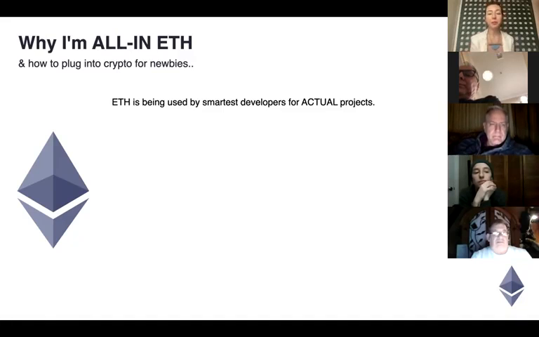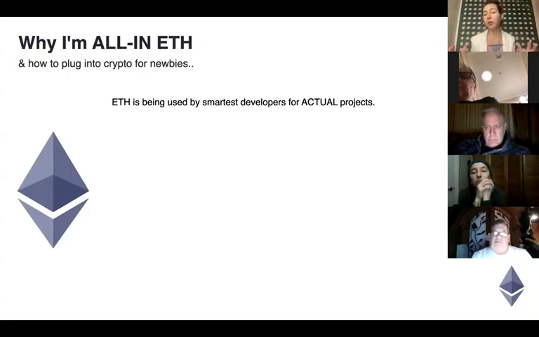So Ethereum is being used by the smartest developers for actual projects. Now, this is a truth. It's not something that I think. It's not an opinion. It's actually what's out there.